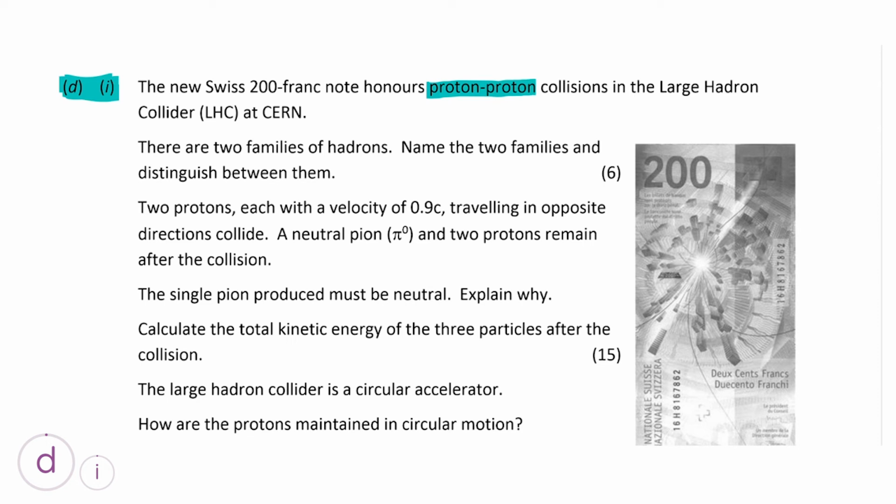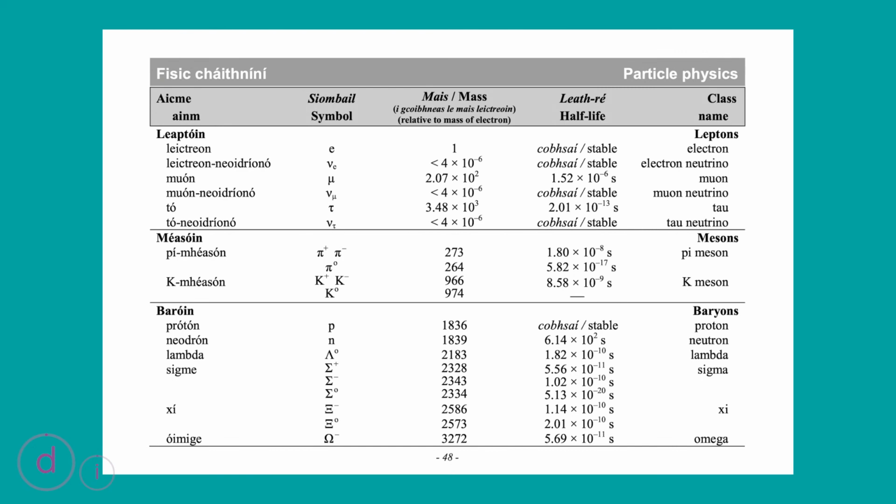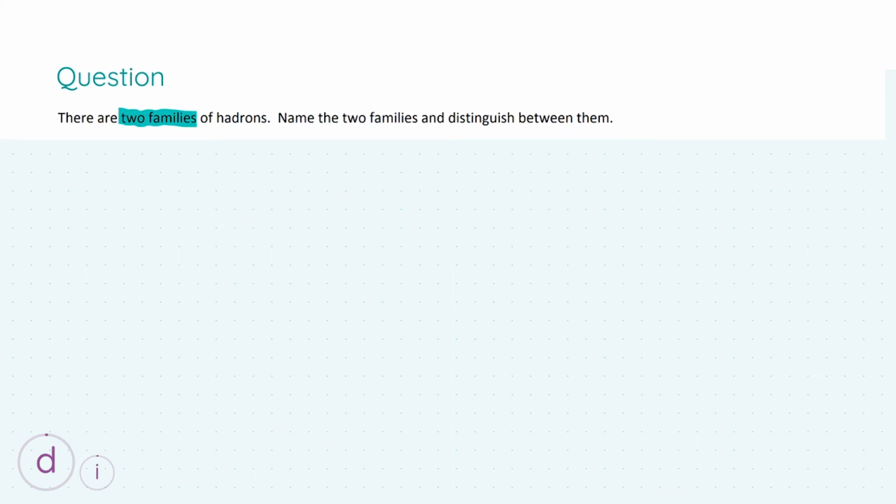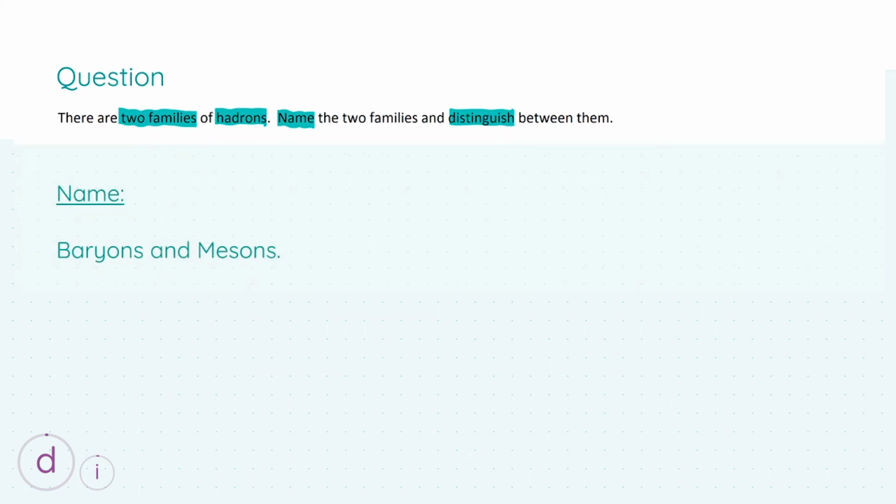Okay, so before we move on to the first question, I want to draw your attention to page 48 of the Form and Tables book, and I'm going to be looking at the 2 classes of particles, mesons and baryons, in particular noting the particles within these 2 classes. Okay, so we are told that there are 2 families of hadrons, and we are to name them and distinguish between them. Okay, so the 2 families of the hadrons are the baryons and the mesons.